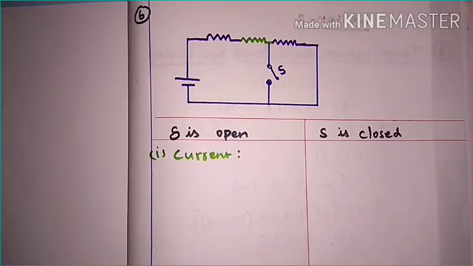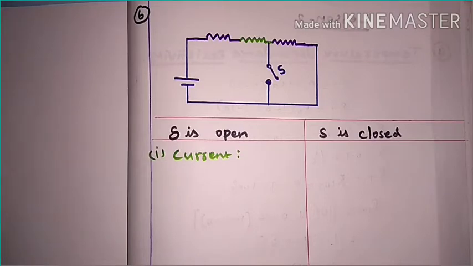Okay, next we are going to analyze the sixth problem. Here three bulbs are connected, as shown in the diagram like this. Each of the resistances are the same. Suppose suddenly switch S is closed. Calculate the current in the circuit when S is open and also closed.